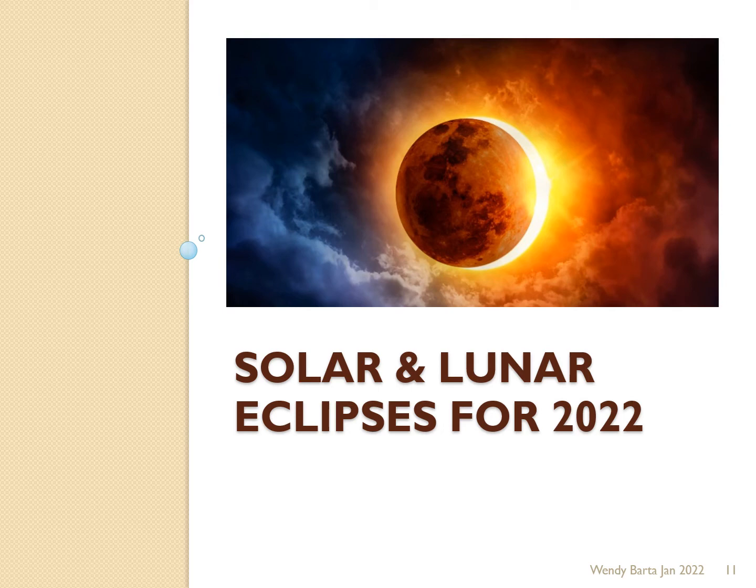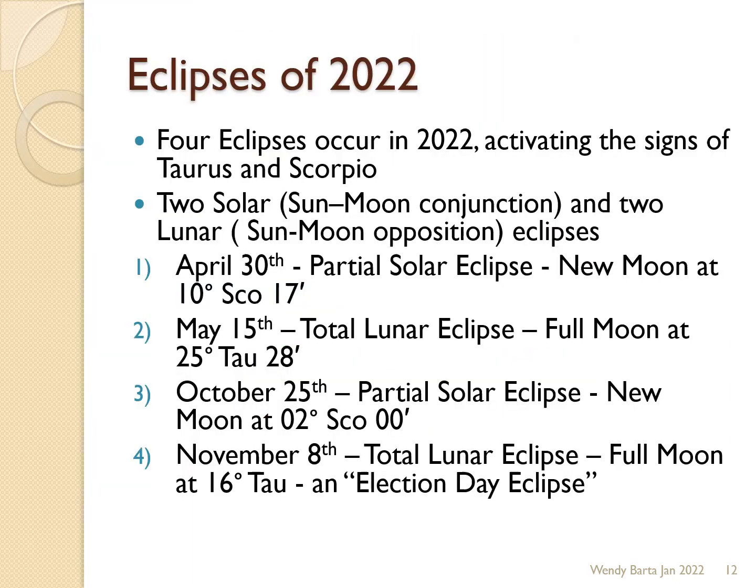Eclipses are major forecasters of political events. Let's take a look at the eclipses happening in 2022. Eclipses occur in pairs, one at the new moon and the other at the full moon. While all eclipses occur on a new moon or a full moon, not all new moons or full moons are eclipses. There will be 4 eclipses in 2022.